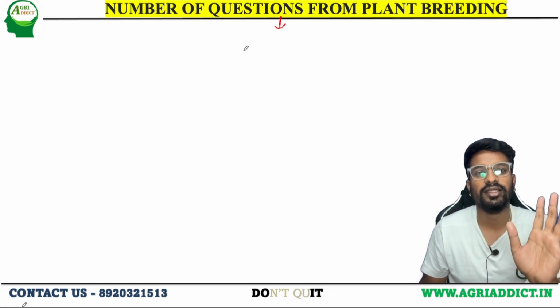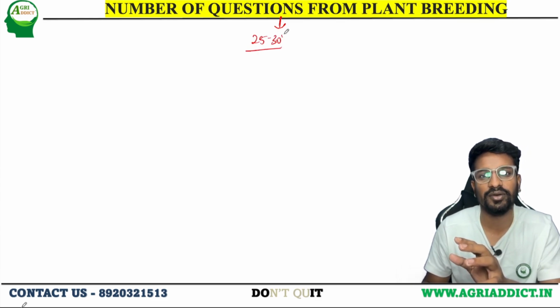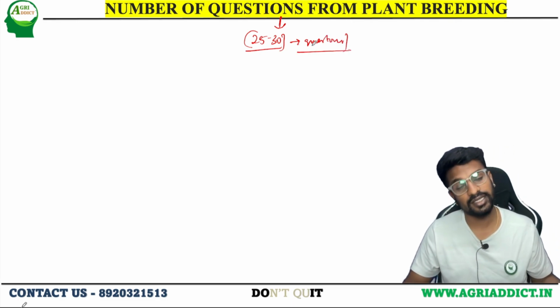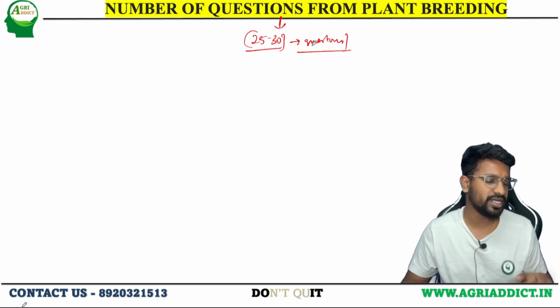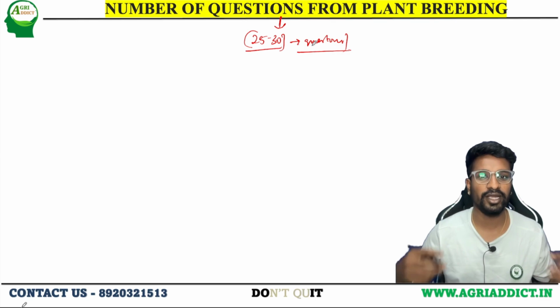Okay, and the number of questions that will be asked on plant breeding, on an average, analyzing the previous year papers, is around 25 to 30 questions that will come for your exam. Okay, make sure you know it. And if you check the level of these 25 to 30 questions, they are of very basic level. Only 4 to 5 questions might be complicated or complex.